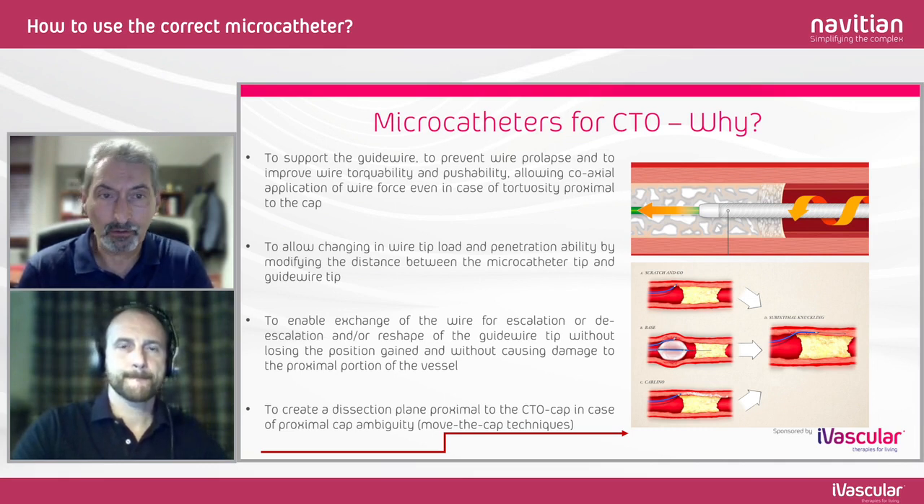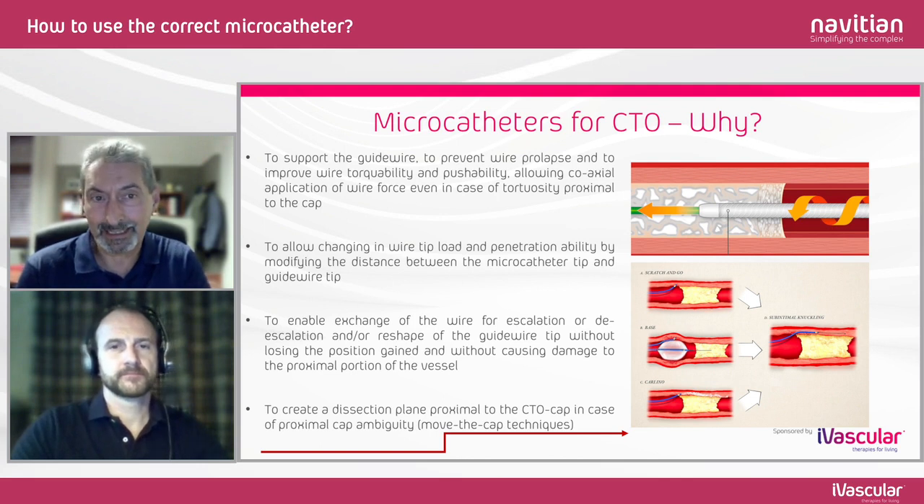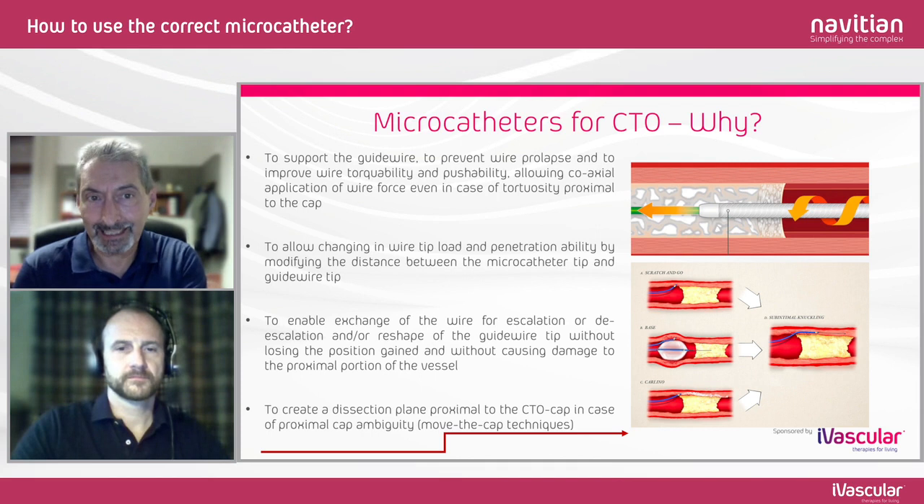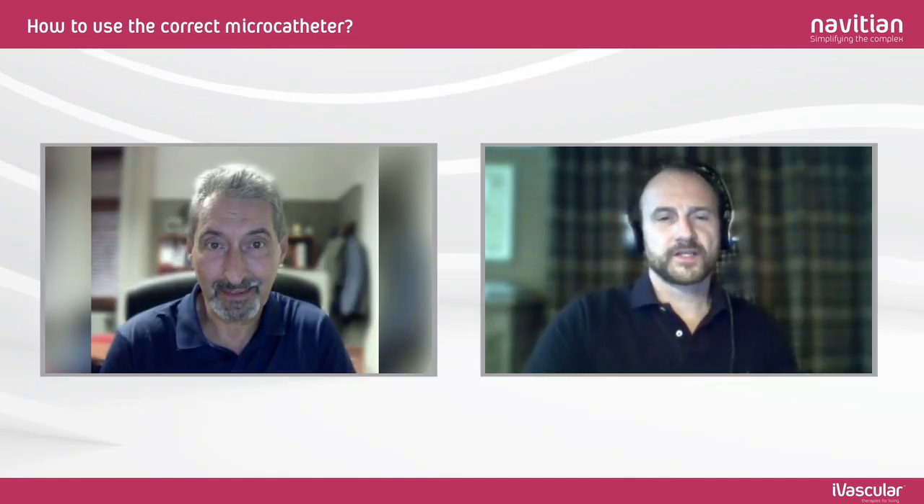But once you have also done your puncture of the proximal cap, you may advance the microcatheter, just gaining enough ground within the occlusion to then de-escalate, not only increase, step up the strength of your wire, but also step down to a safer wire to go into the body of the occlusion and reach the distal end of the occlusion. All this is allowed by an appropriate use of a microcatheter, in my view, an indispensable step of the CTO procedure.